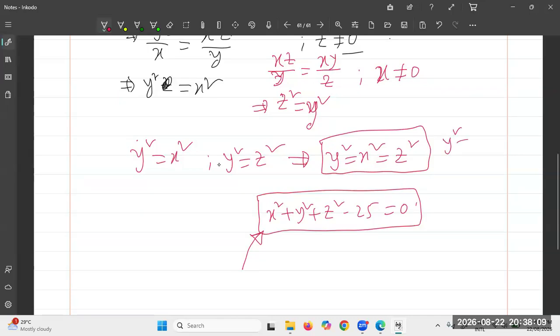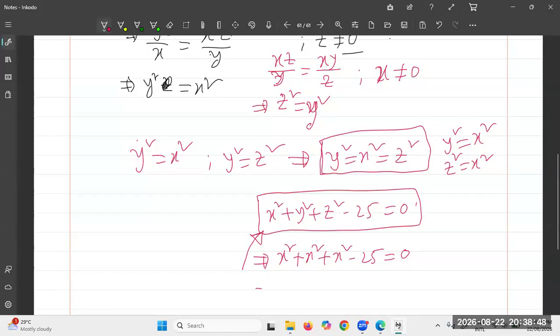That is, we can replace y square by x square. We can replace z square by x square. So after putting y square is equal to x square and z square is equal to x square, our constraint is now x square plus x square plus x square minus 25 equal to 0. Since ultimately the extreme value must lie on our constraint function, that's why this condition is put into the constraint.